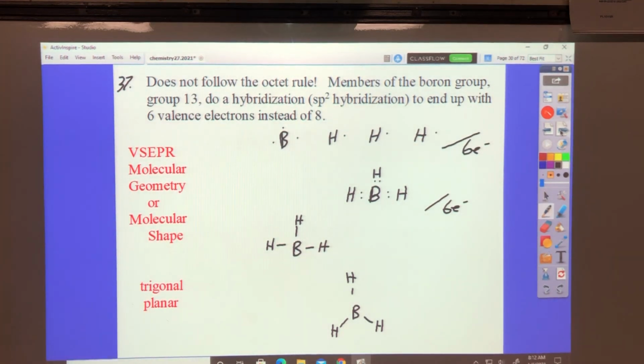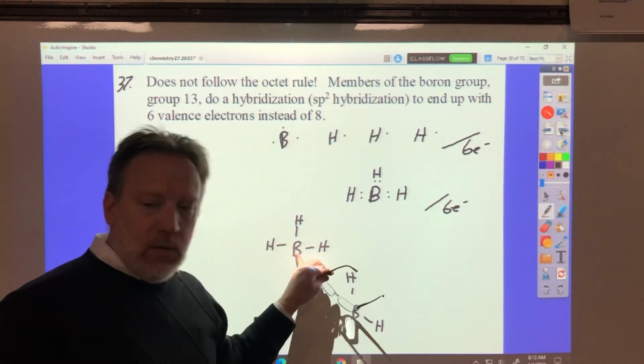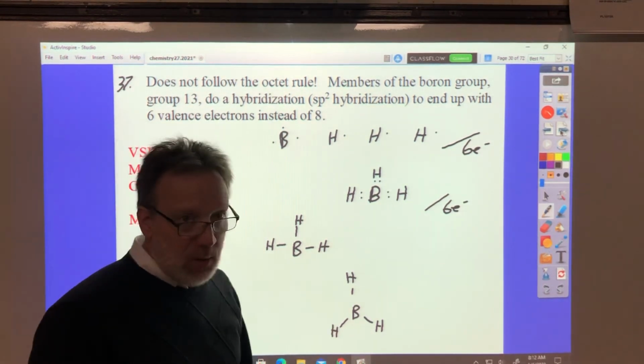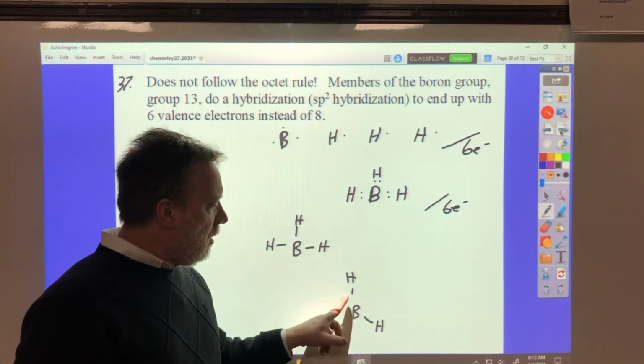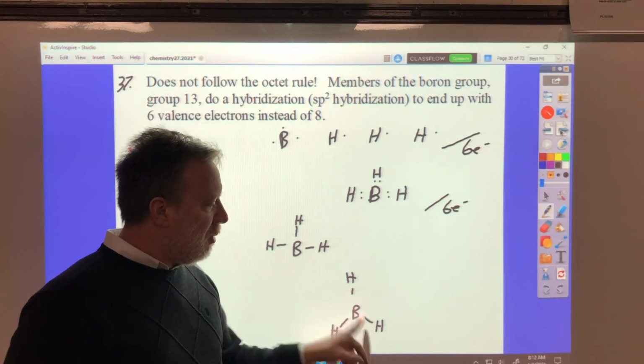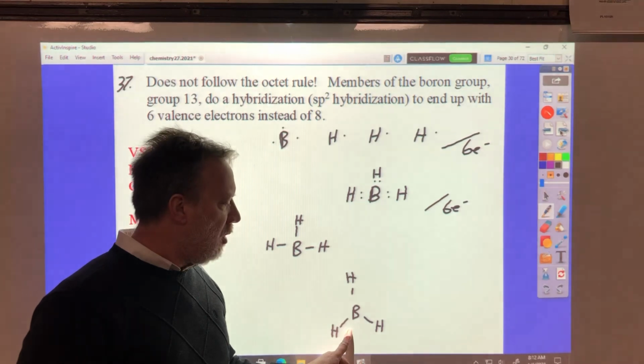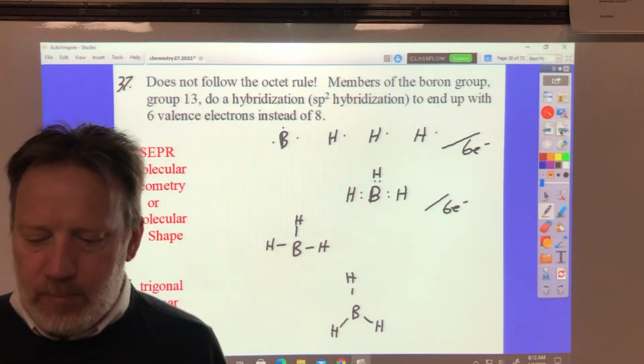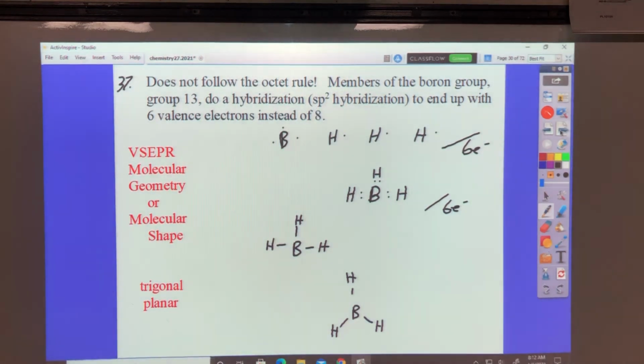Now, are these bonds polar? Probably. Looking on that table, boron is about 2, and hydrogen's about 2.2. So actually this is not particularly polar. These are pretty nonpolar bonds here, pretty nonpolar bond here, pretty nonpolar bond here. But even if they were polar, in this case, they would cancel out. Okay, going on.